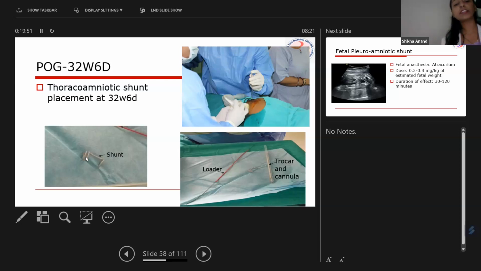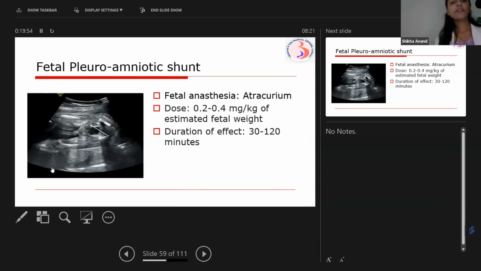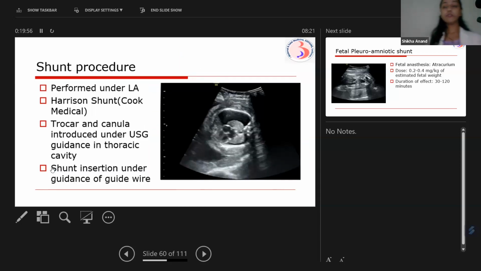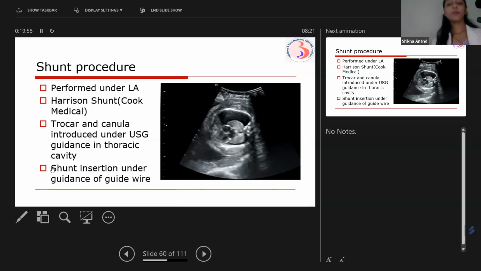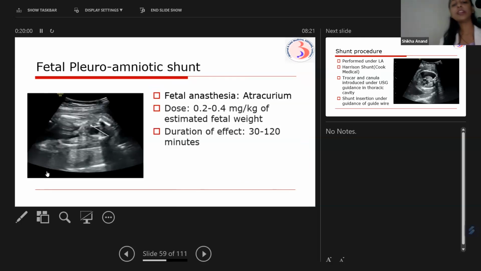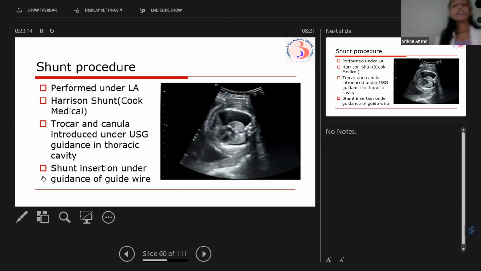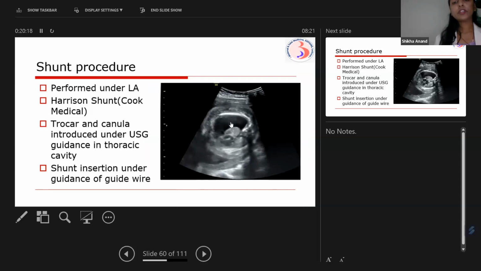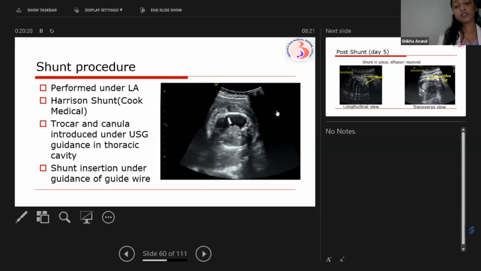While the mother receives local anesthesia, fetal anesthesia is given in the fetal thigh in the form of atracurium, and this keeps the fetus still during the procedure. This is the live video of the patient getting the shunt procedure.